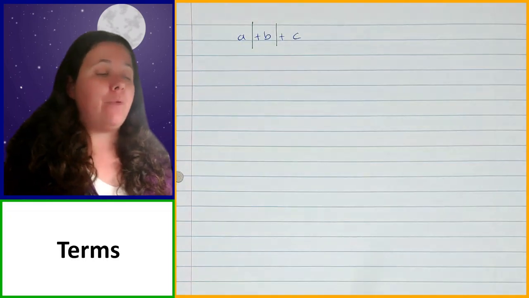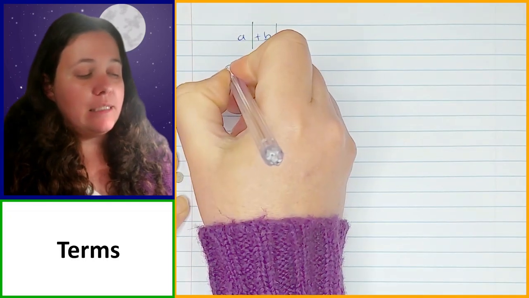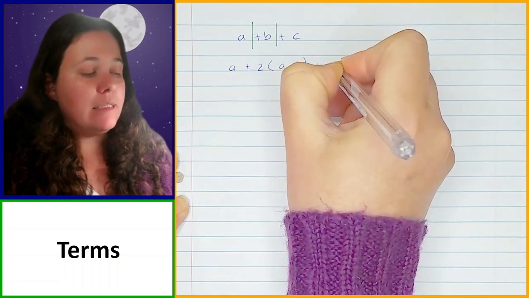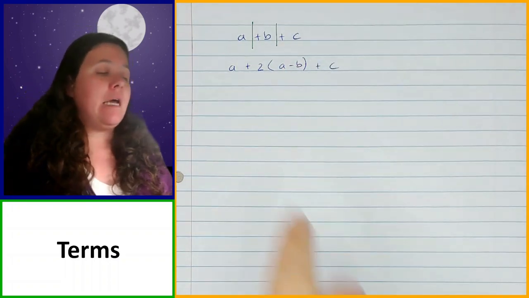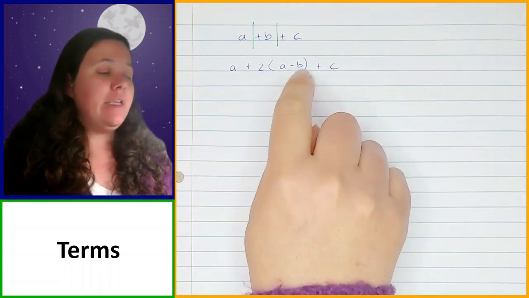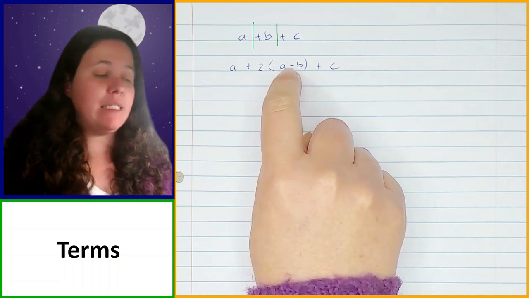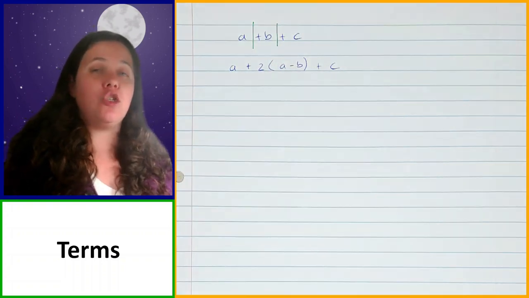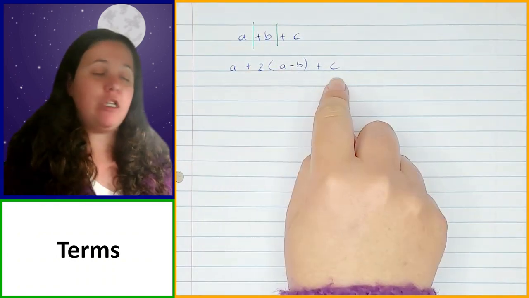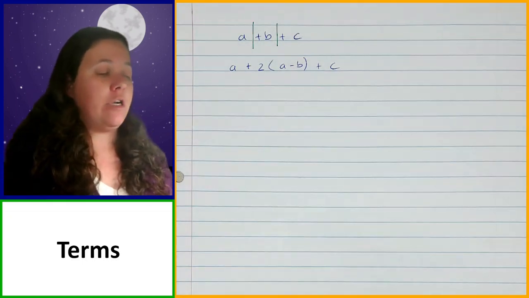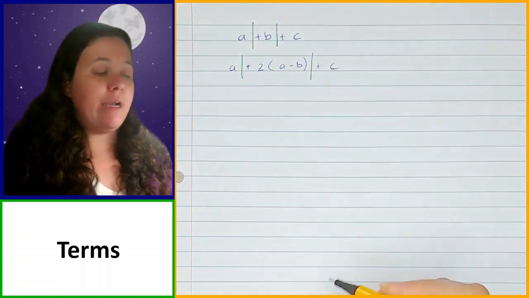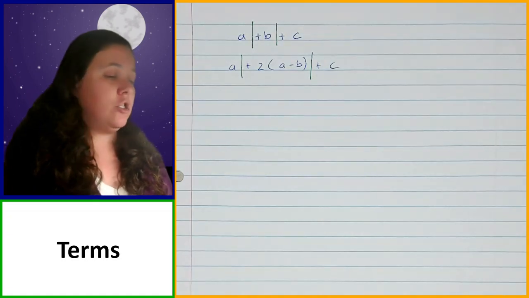If you have brackets in your expression, so say I have something like this, a plus brackets 2a minus b, plus c. Okay? Now, these brackets hold it together as one term. So this over here is still one term. If I have a plus or a minus inside brackets, I don't count it in terms of separating my terms. Okay, I can't separate terms inside my brackets when I'm looking at the expression as a whole. So over here, my term lines are going to go in front of this a, or in front of this plus after the a, and in front of this plus after the brackets. So this over here is all one term.